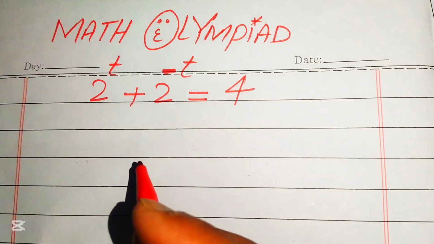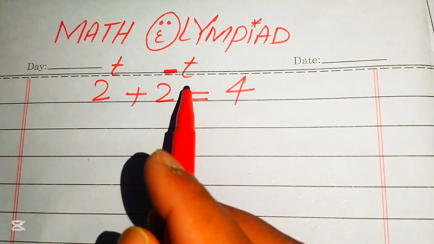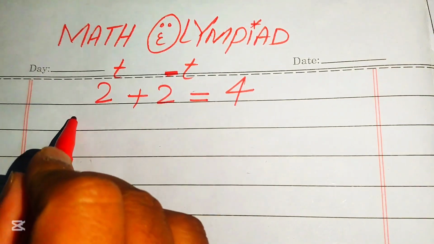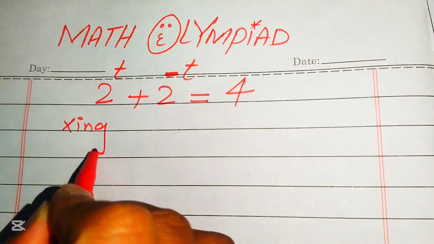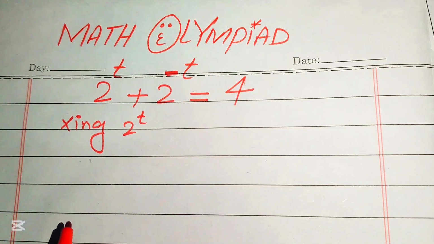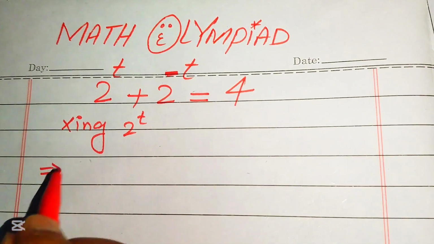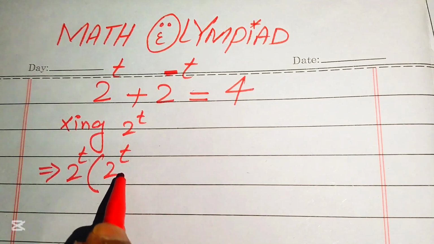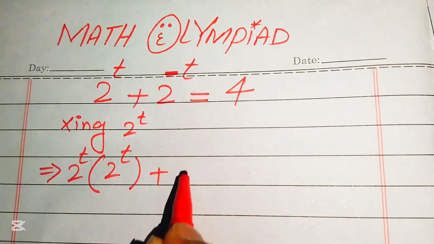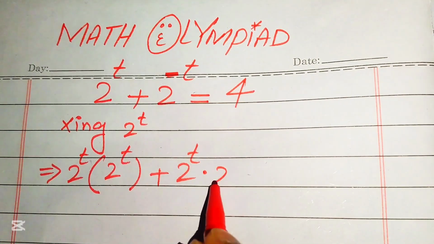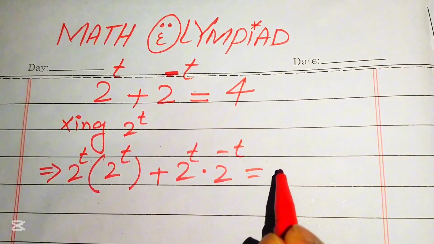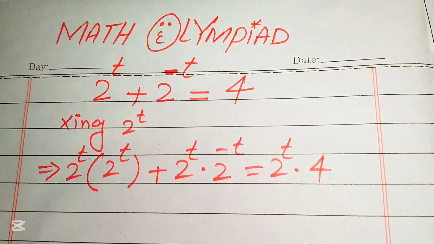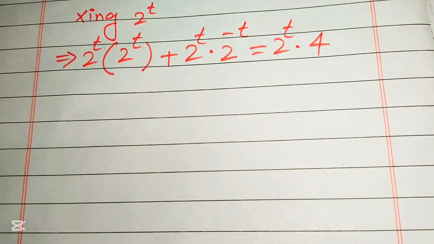So here the very first step we are going to do is first we need to remove this negative sign from the exponent. So in order to remove this sign, we need to multiply both sides by 2 to the power of t, so that it will be written as 2 to the power of t multiplied by 2 to the power of t plus 2 to the power of t multiplied by 2 to the power of minus t equals 2 to the power of t multiplied by 4. So now in the next step we need more simplification.